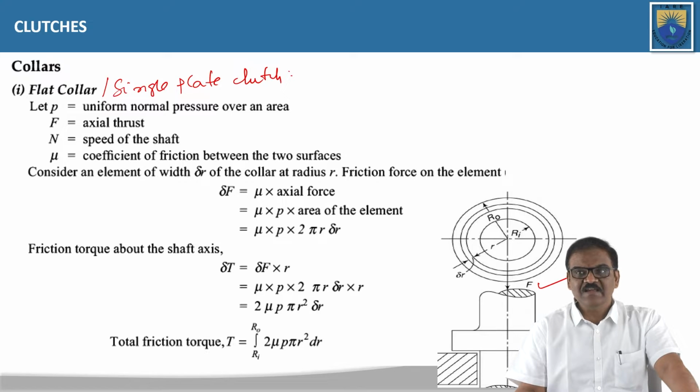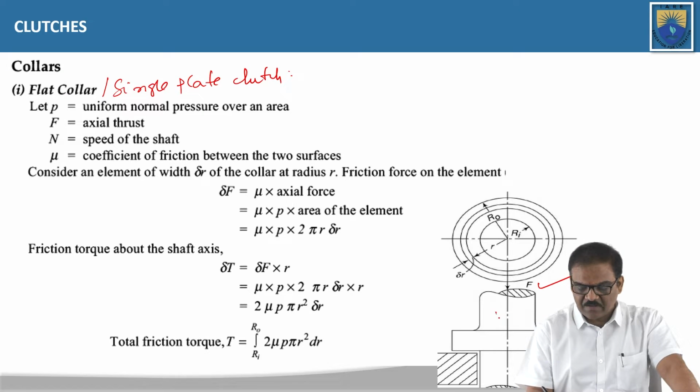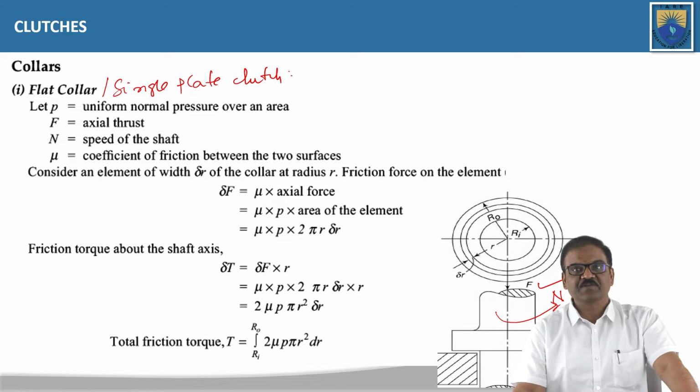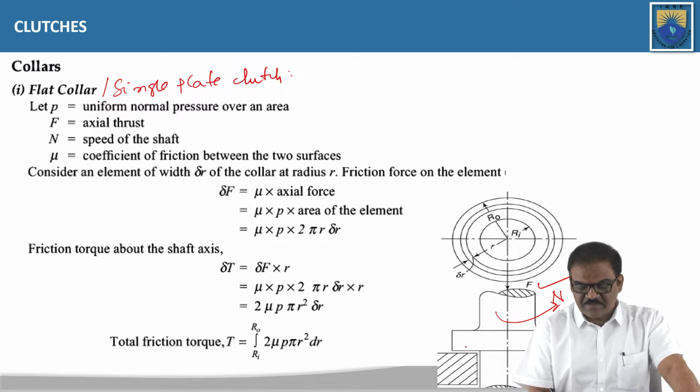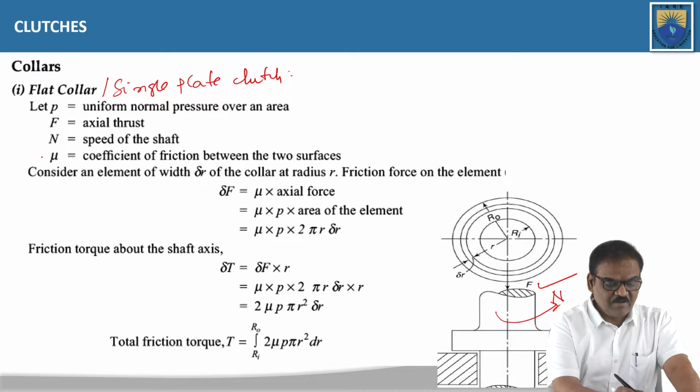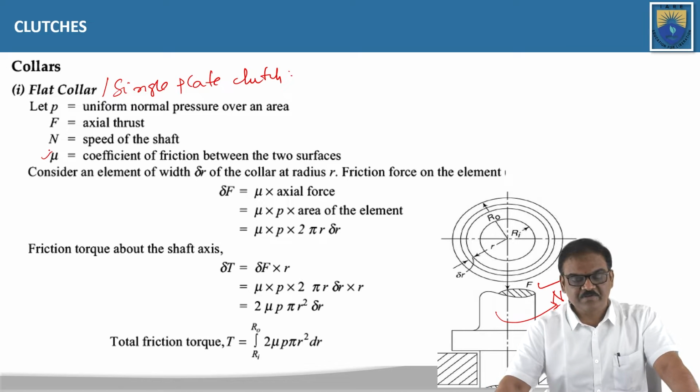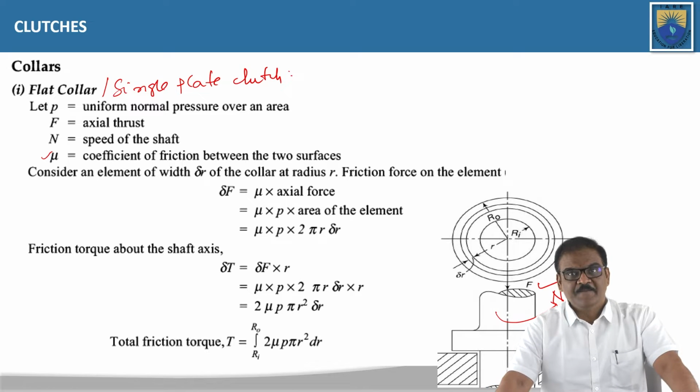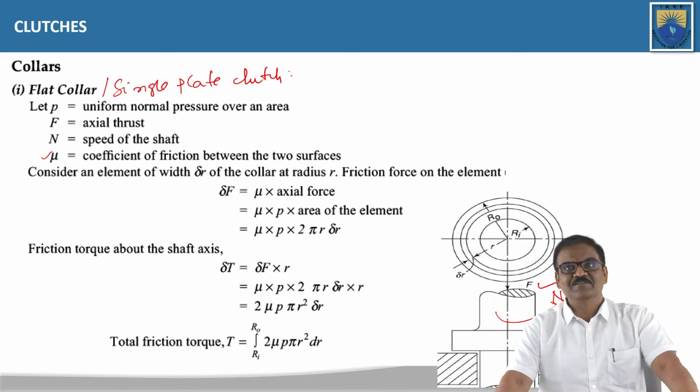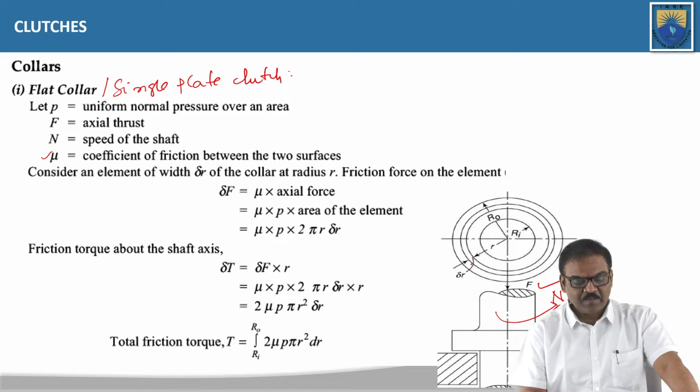Then N is the rotation speed of the shaft, and the coefficient of friction between the collar as well as the hub is mu. Coefficient of friction to surfaces. Consider an elemental width of delta r of the collar at radius r.